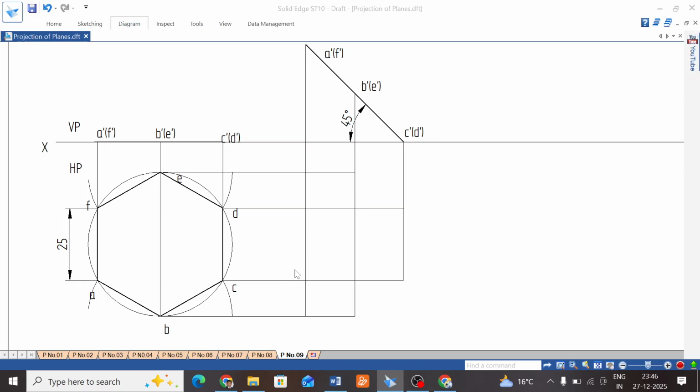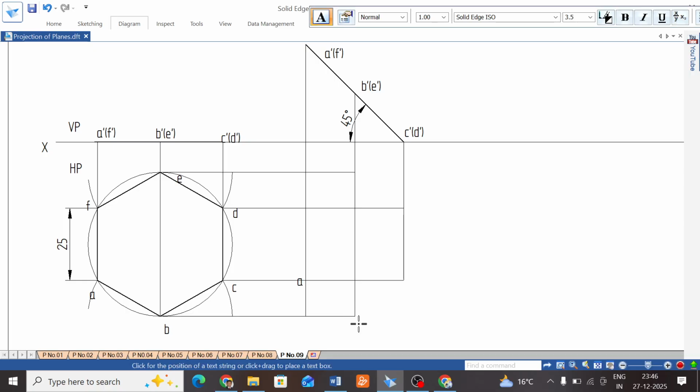Later you join them. Start with A. This point is our A point. Writing A, this is our B, this is our C, this is our D, this is our E, and the last point is our F.